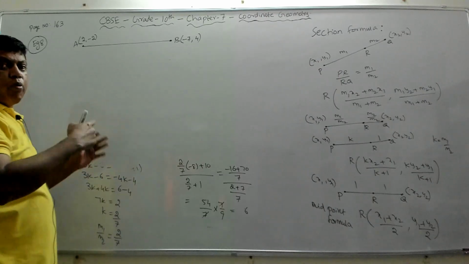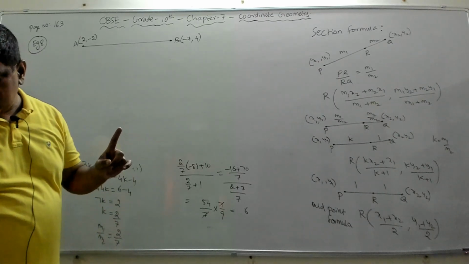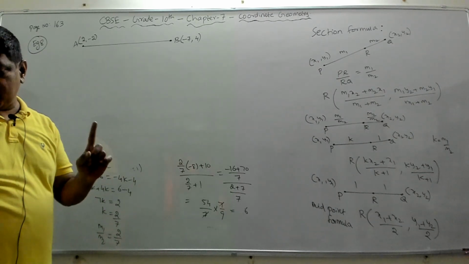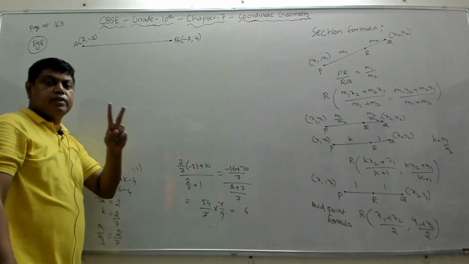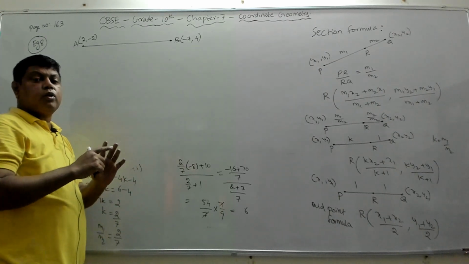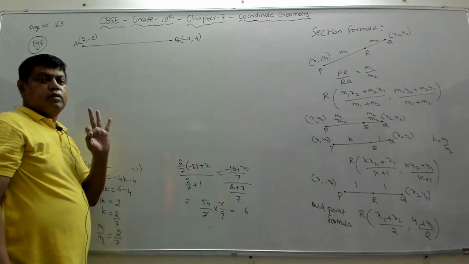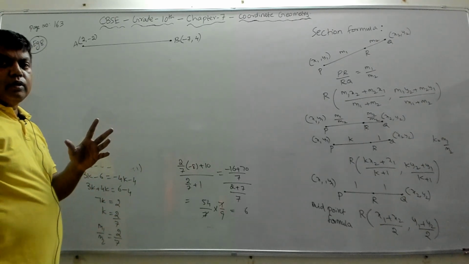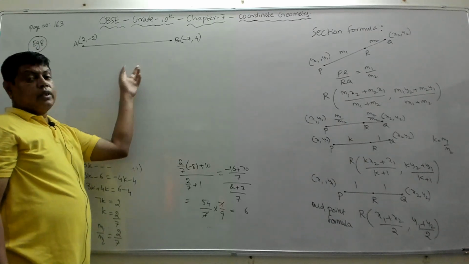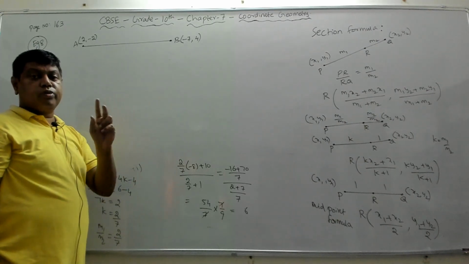Now we have to find the coordinates of the points of trisection of this line segment. Trisection means the points are going to cut this line segment into three pieces. We have to find all the points. It is going to divide this line segment into three equal pieces.